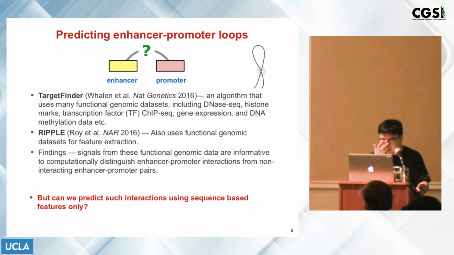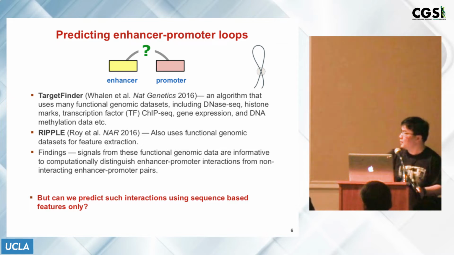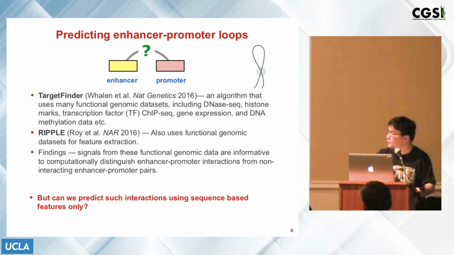This problem has been studied before using signals from functional genomic data. TargetFinder is a method developed in Katie Pollard's group at UCSF. The method uses many functional genomic data sets like DNase-seq, histone mark ChIP-seq, and transcription factor ChIP-seq, and so forth as the input features, so that you can build a predictive model. You train the model with a training set measured from Hi-C interactions. If there is an interaction, you say there's a loop, and it's a positive sample, and if there's no loop between a pair, it's a negative sample.